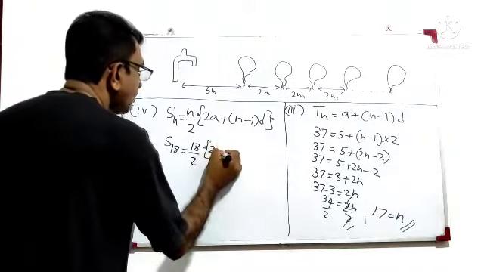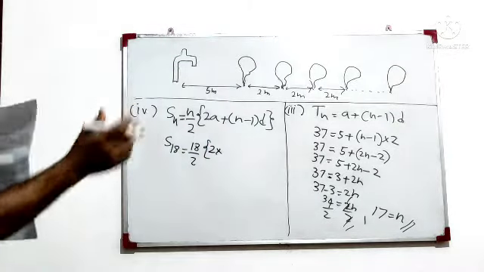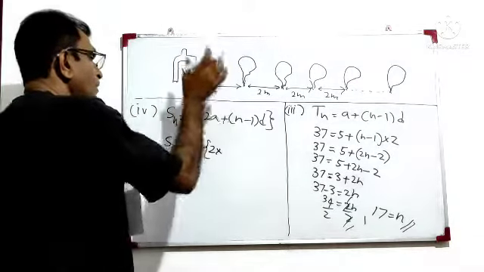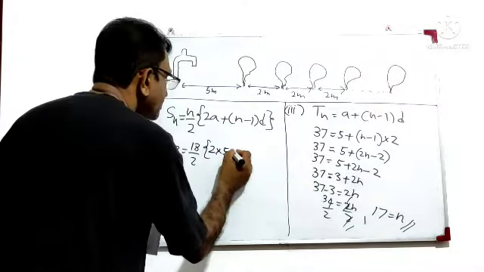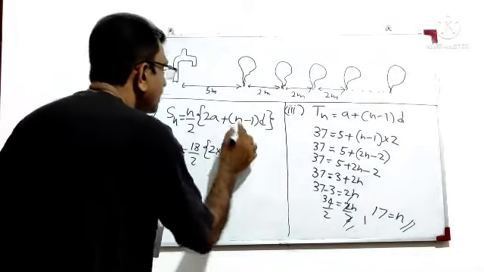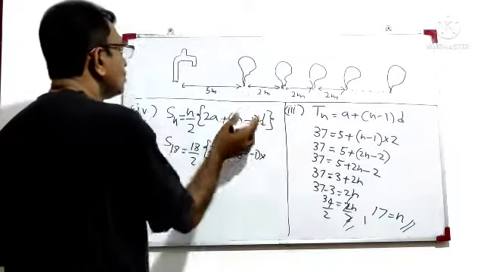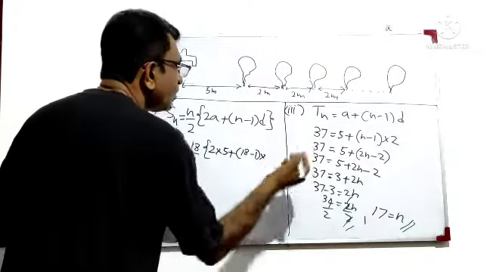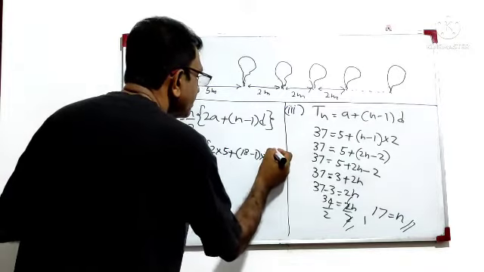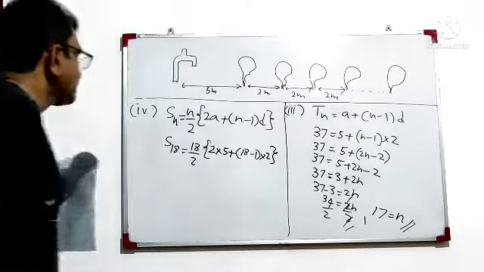Then 2 times, what is the first term? In the arithmetic progression the first term we have already found is 5, no? Plus this 18 should come here. Then 18 minus 1. What is the common difference? It is 2, no? Right? Already we know d is 2. Then close the bracket. Then we can simplify.